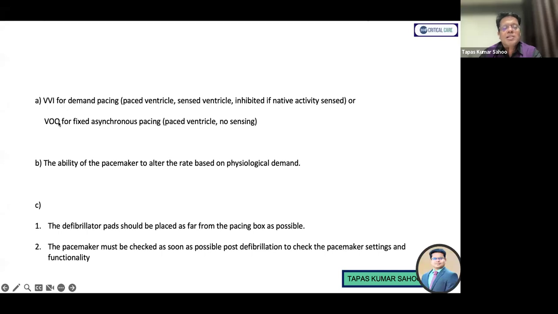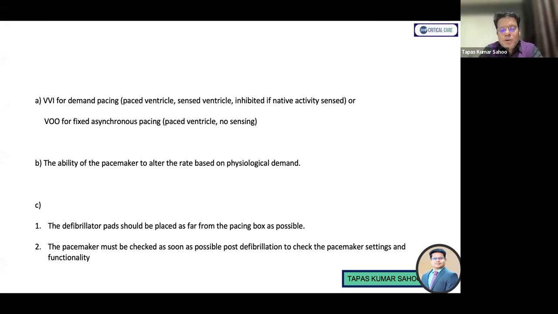So it is like all is right now 0 or O. Now, the second question is, what do you mean by rate modulation? Rate modulation is the ability of the pacemaker to alter the rate based on the physiologic demand of the patient.